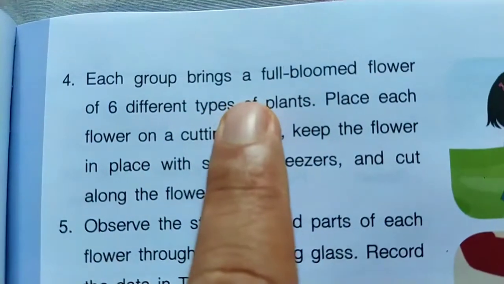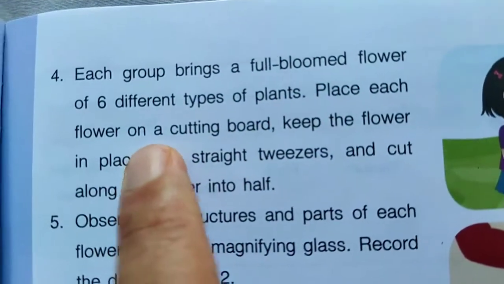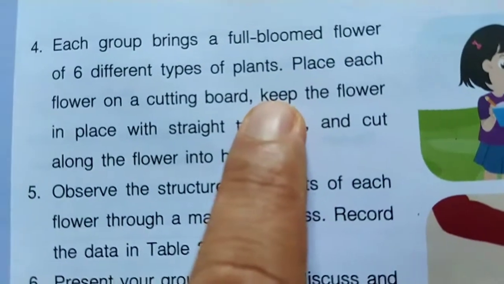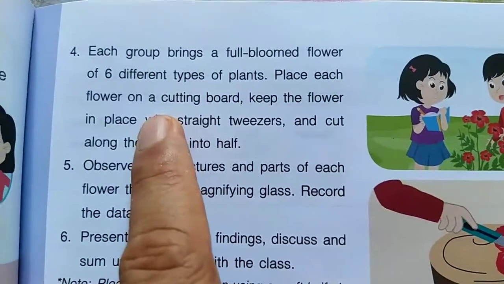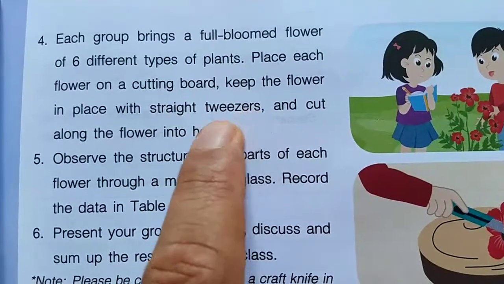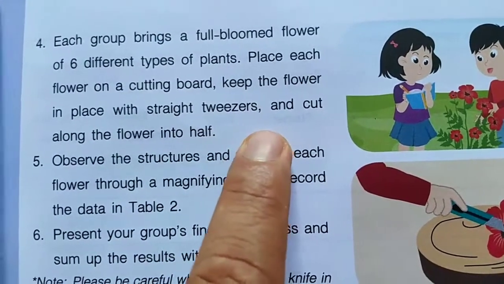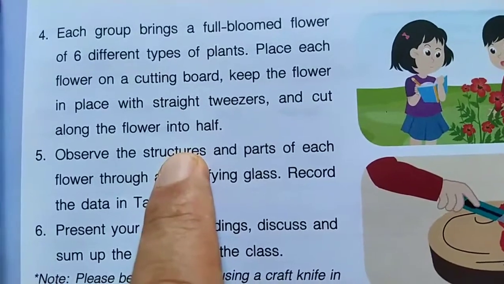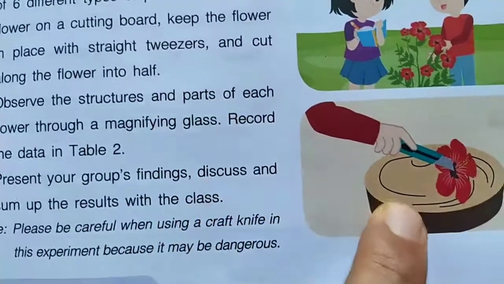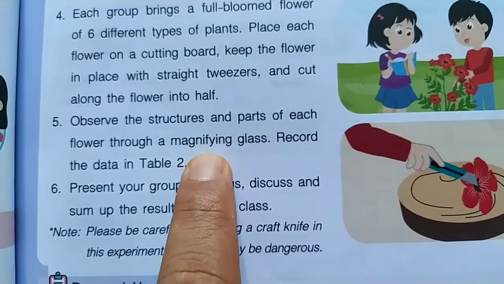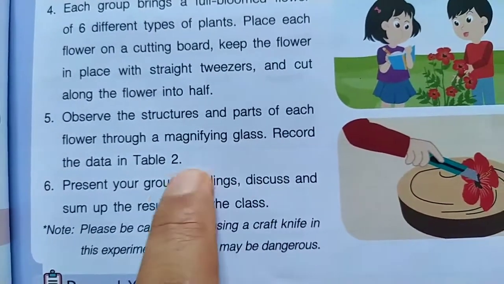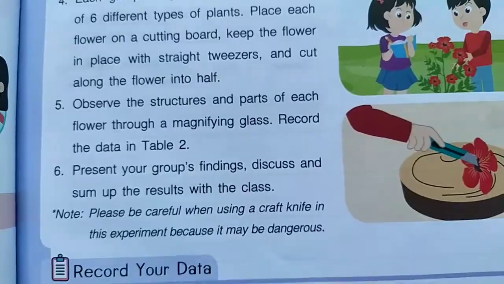So each group brings a full-bloomed flower of 6 different types of plants. Place each flower on a cutting board. Keep the flower in place with straight tweezers. We don't have tweezers. And cut along the flower into half. Then observe the structures and parts of each flower through a magnifying glass. Record the data on table 2. Table 2 here is table 2.